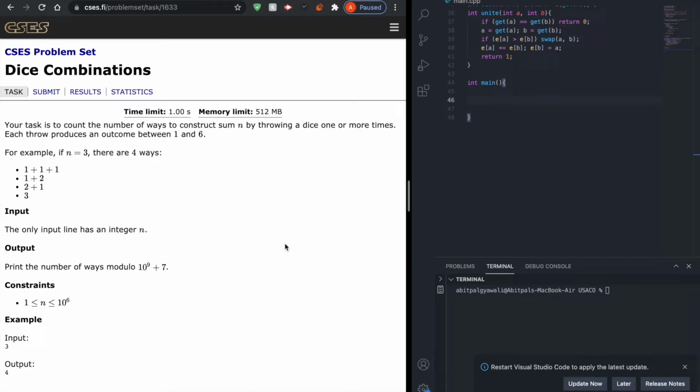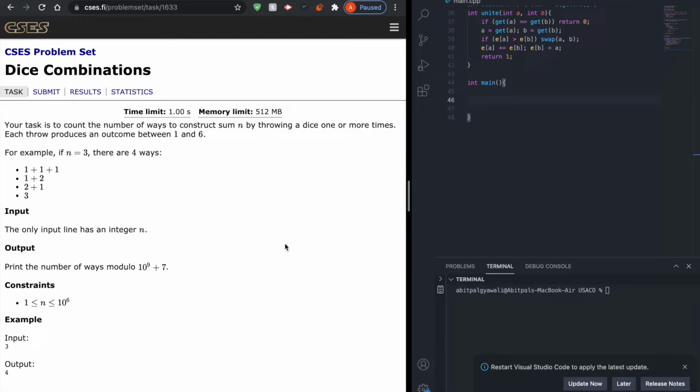Editorial for the CSES problem set, Dice Combinations. The problem is: your task is to count the number of ways to construct some n by throwing a dice one or more times. Each throw produces an outcome between 1 and 6. For example, if n is 3, there are 4 ways.